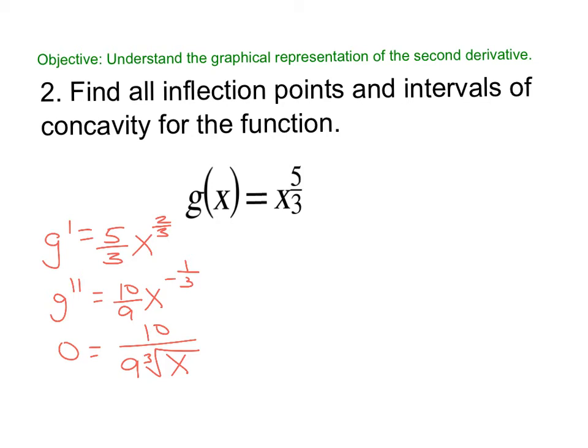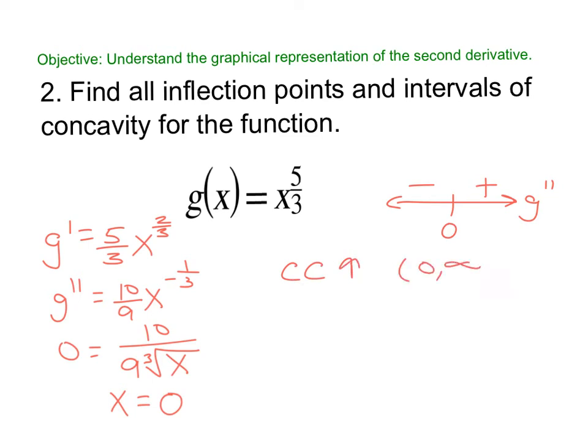So my inflection point is possibly 0, right? Where does this not exist? At 0. G double prime, put the 0 in the middle. If I plug in a positive number, it's positive. If I plug in a negative, you can do cubed root of a negative, negative. So concave up would be 0 to infinity, and concave down, negative infinity to 0. And again, if you want to use less than, greater than, go for it. That's it.